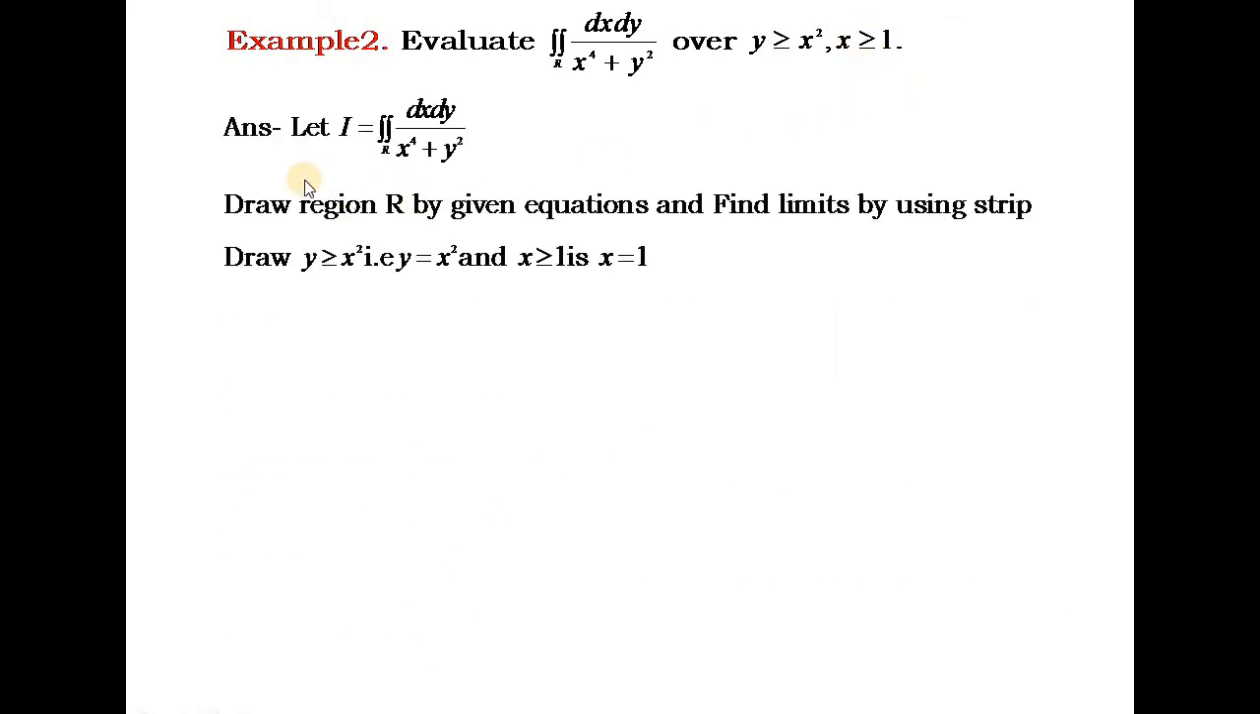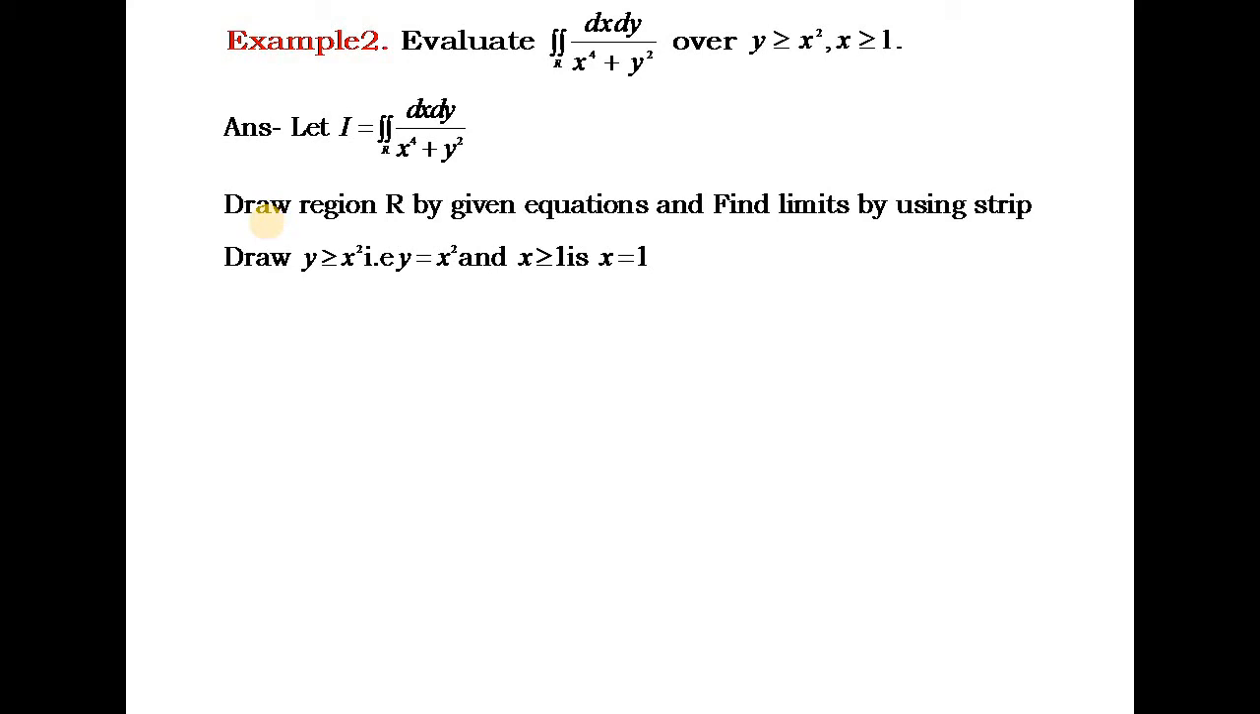Now next example. Evaluate double integration dx dy divided by x raised to 4 plus y square over y greater than or equal to x square and x greater than or equal to 1. Consider this is a parabola and this is a straight line. Draw region R by given equations and find limits by using a strip.